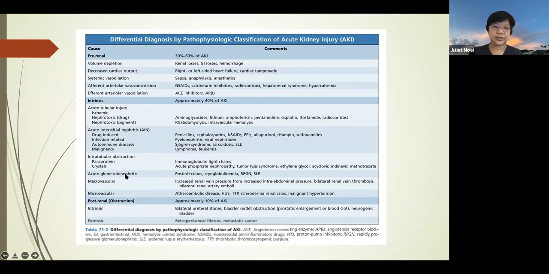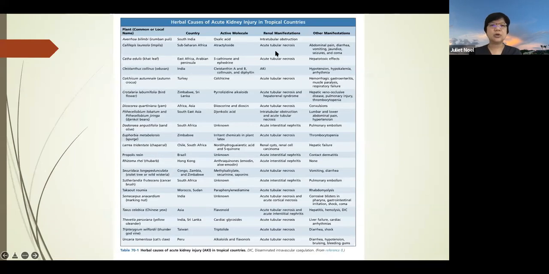Then for intrinsic causes, a GN would be one. So commonly it would be post-infectious, SLE, rapidly progressive glomerulonephritis. Macrovascular: there's an increased renal vein pressure, bilateral renal vein thrombosis, or bilateral renal artery emboli. The microvascular causes you see in atheroembolic disease, scleroderma renal crisis, and malignant hypertension. So post-renal, that's the one I mentioned. So these are the common causes.